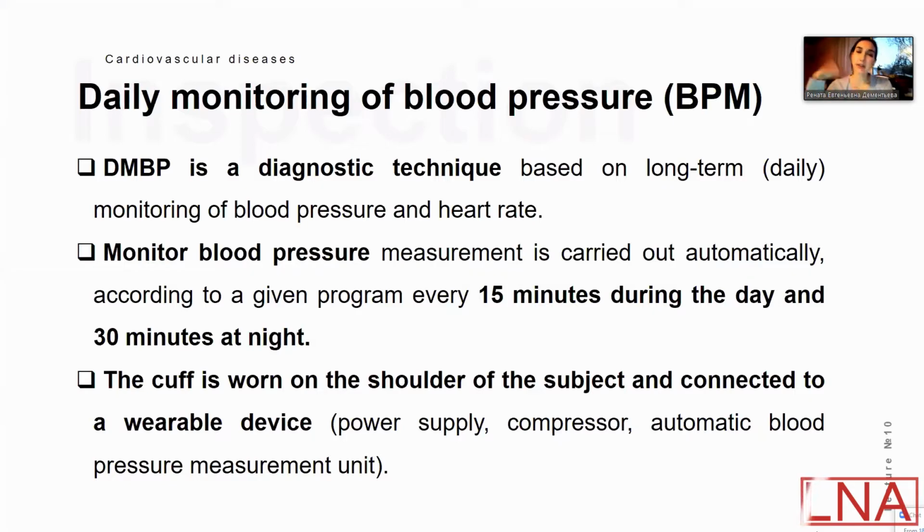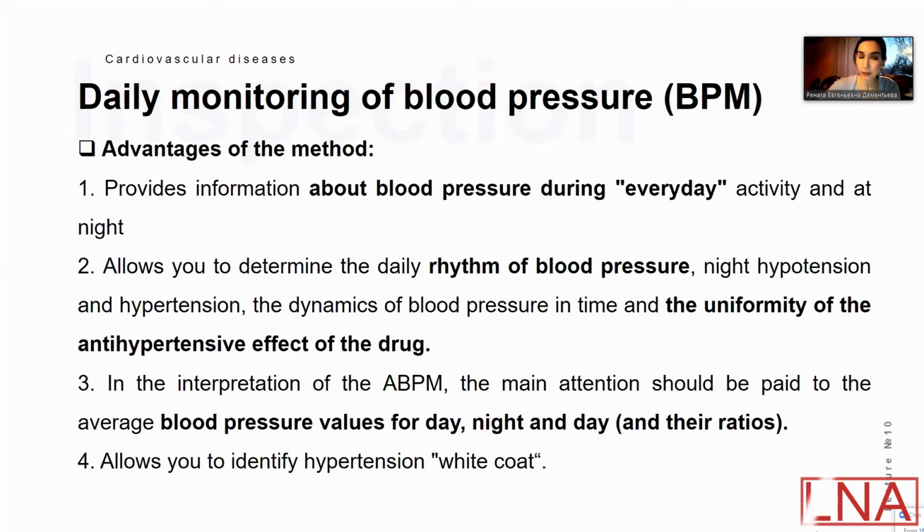So classically, every 15 minutes in daytime and every 30 minutes in night time, we measure the blood pressure. The cuff of these devices is on the shoulder of our patient and connected to a wearable device: power supply, compressor, automatic blood pressure measurement unit. It's a complex of these devices for daily monitoring of blood pressure. About some advantages of the method of BP monitoring.